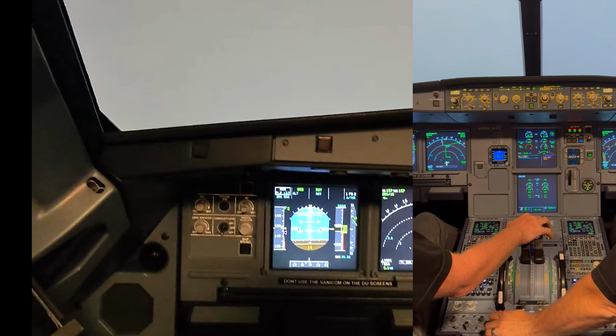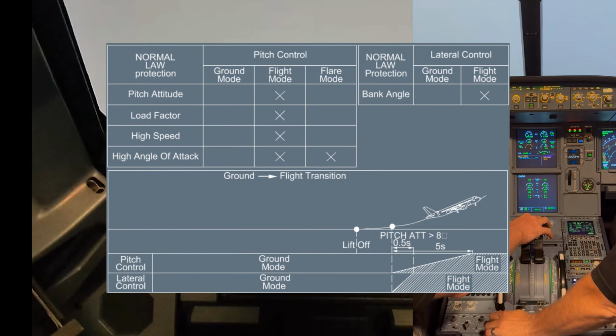The rotation is probably the most crucial aircraft handling component of this maneuver. Here are a few tips and information from the FCTM that will help you succeed. Remember, the aircraft takes 5 seconds to transition from ground to flight mode of normal law for pitch, and half a second for the lateral control. During this transition, any rudder movements will additionally be translated to roll due to dihedral effect. This would lead to unwanted bank.